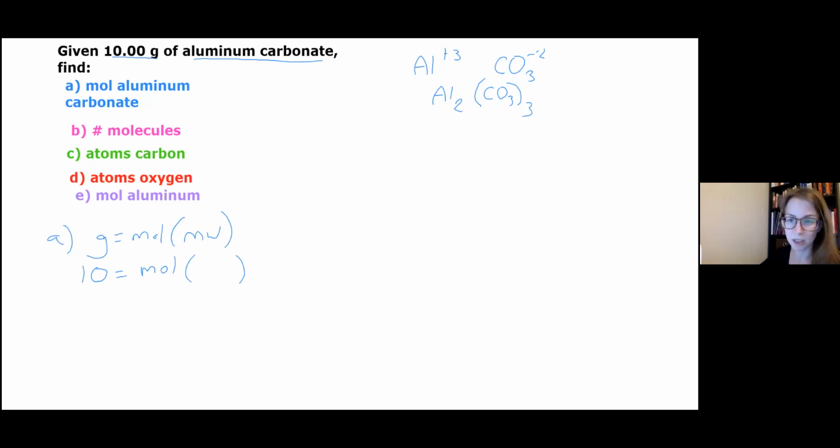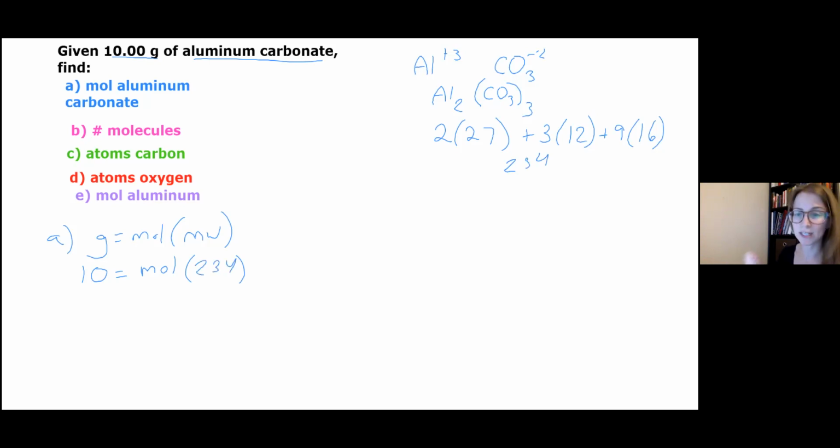So aluminum, I'm going to do it up to the right here. We have 2 aluminums from the subscript. The molecular weight is 27. 3 carbons that each have a molecular weight of 12. 9 oxygens that each have a molecular weight of 16. That gives us a molecular weight of 234.